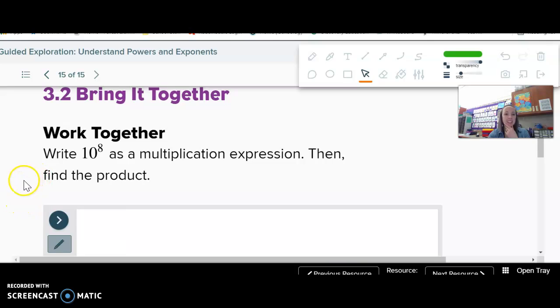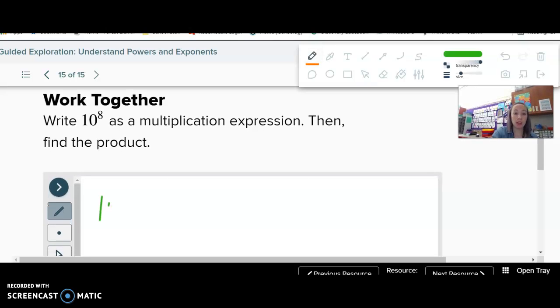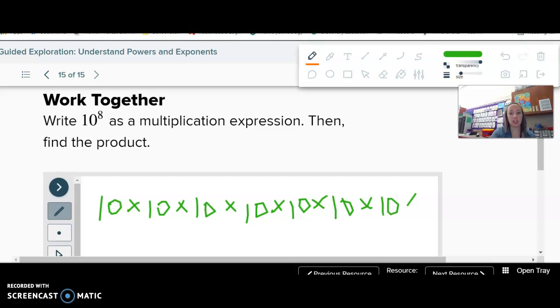So, first practice, write 10 as a multiplication expression. Go ahead and choose. All right, hopefully you did the one with 8 tens, because that tells me how many times I'm multiplying it together. Now, see if you can find the product, like what the answer is written as just a standard number. All right, hopefully you chose the one with 8 zeros, since it's to the power of 8, and there's 8 tens.